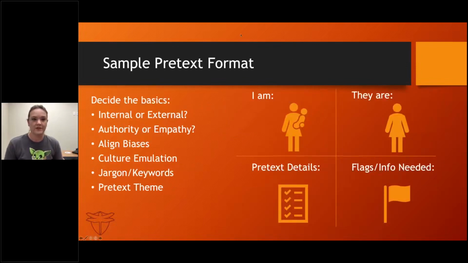Now we need to decide, are we going with an internal or an external pretext? Are we going to be authority-based, or are we going to go at it from an angle of empathy? I tend to go for empathy because it's much easier for me to keep my emotional state and my anxiety supporting that empathetic pretext rather than tearing down a pretext that may be based in authority.